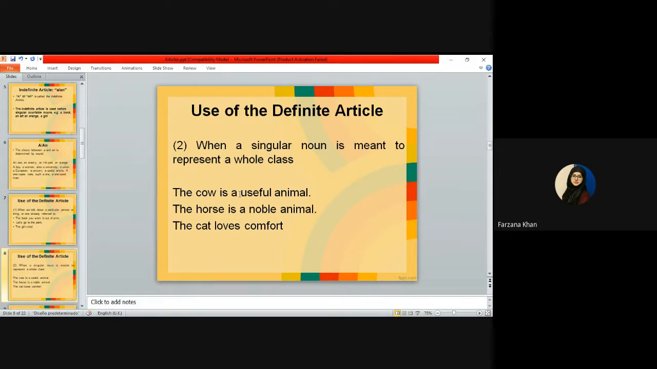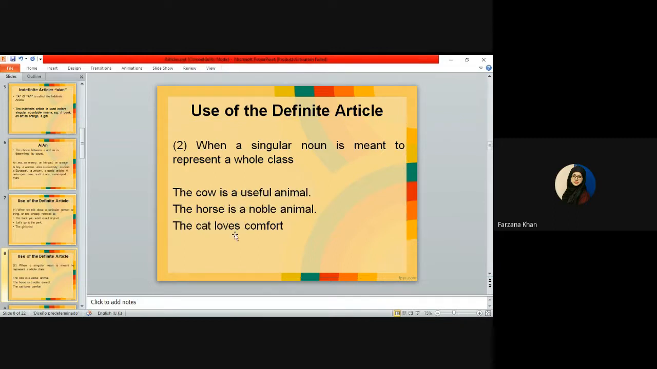So this cow is a useful animal. It means in this sentence, the writer is basically talking about the whole class of cows. Well, in the next sentence, you can see the horse is a noble animal. It doesn't mean the writer is talking about one horse. The writer is basically telling a fact or a statement about the whole class of horses.